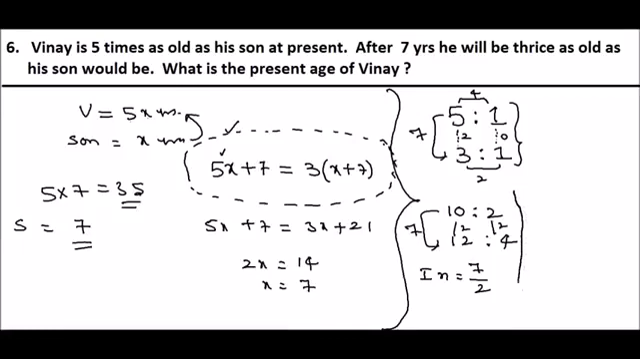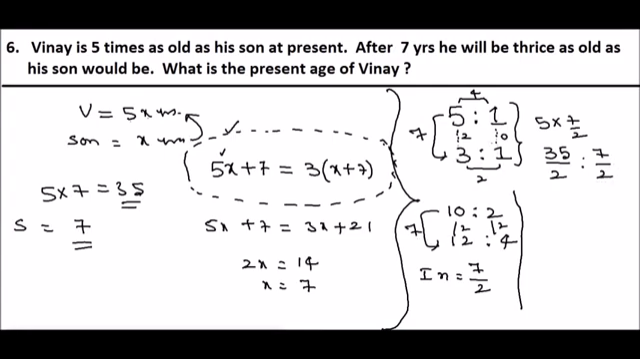Now what is the final conclusion? Vinay's present age is 5 into the interval. What is that? 5 into 7 by 2. What do you mean by 5 into 7 by 2? That should be 35 by 2. But this is not completed. Why is it not completed? Because it is an odd number. In comparison, the present age of the son is 1 into 7 by 2. That will become 7 by 2.